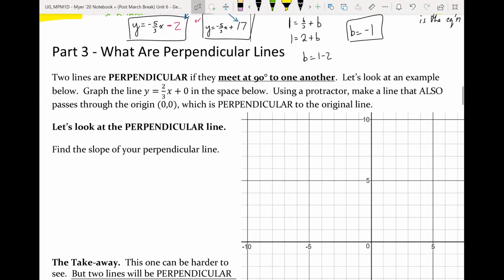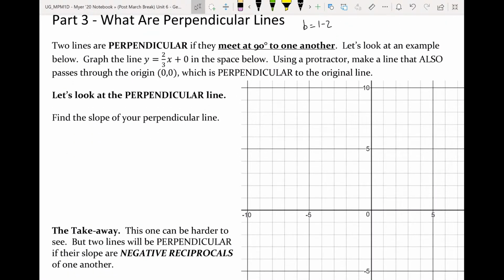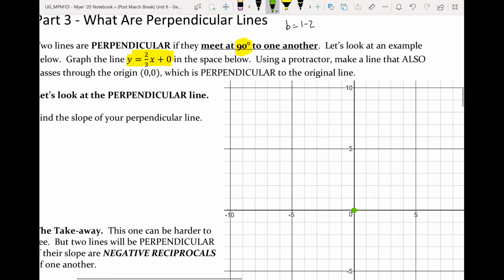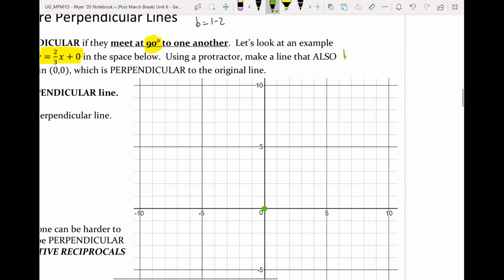Okay, in this case here, 2 lines are perpendicular if they meet at 90 degrees. That's kind of the rule for perpendicular, right? So it's a straight-out intersection with a 90 degree angle. So let's look at an example below where we're going to graph this line. All right, so we're given a slope of 2/3, and we're given a y-intercept of 0. So there's our 0, our y-intercept, and 2/3. So slope is equal to 2 over 3.